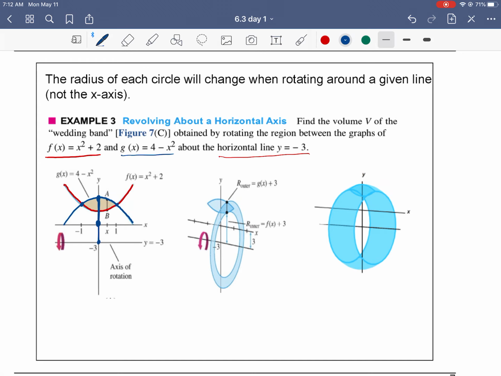But now if I move down to -3, did my radius get bigger or smaller? Did it get longer or shorter? So in this case, my distance expanded by 3 units.